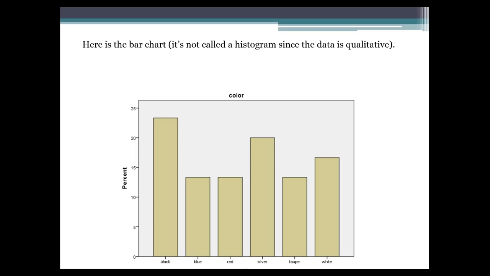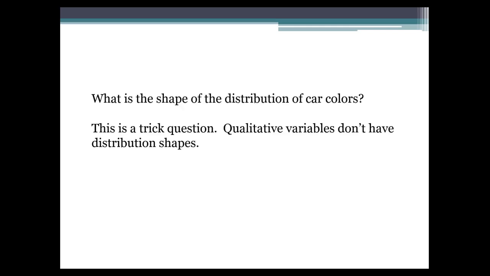Distribution shape refers to where are most of the values. Are most of the values low? Are most of the values high? Or are they in the middle? So we don't talk about distribution shapes for qualitative data.